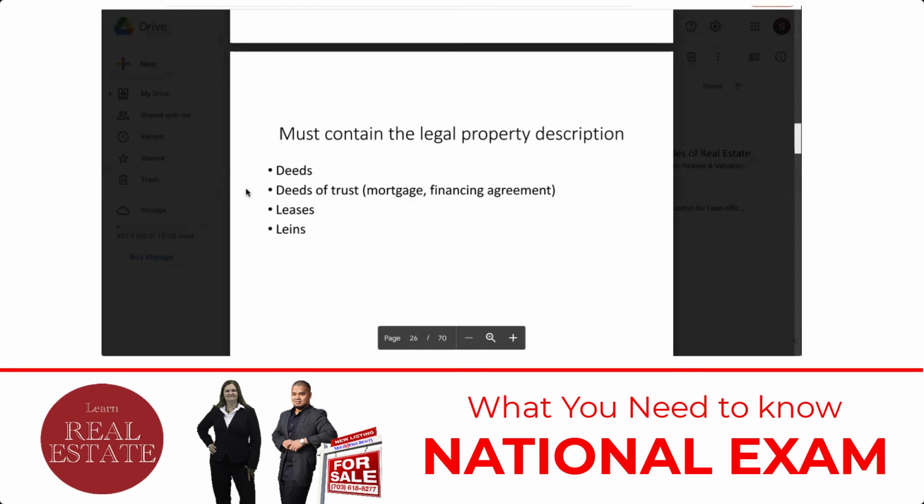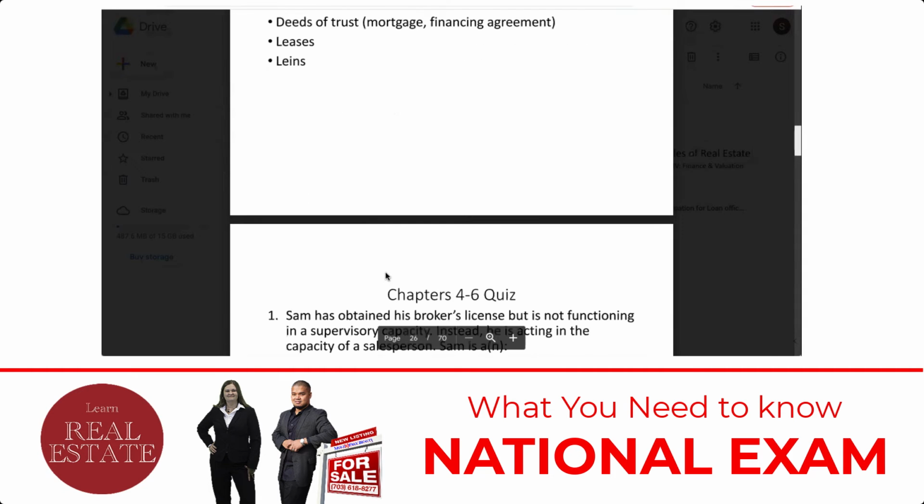Okay. Leases should also have legal property descriptions, and of course, any liens outside of mortgages should also have the legal property description because it goes to the courthouse. Anything that goes to the courthouse, guys, that's all I need you to know.